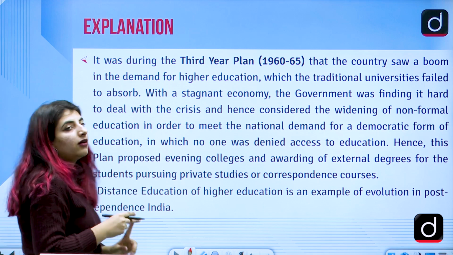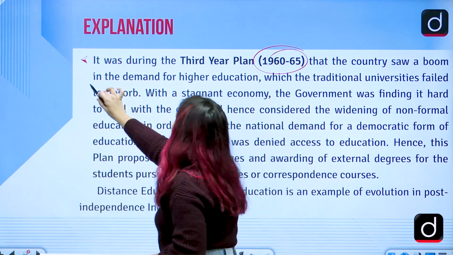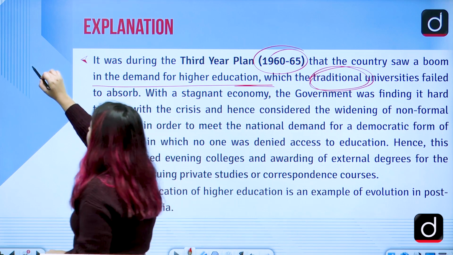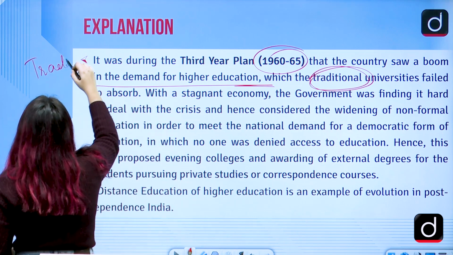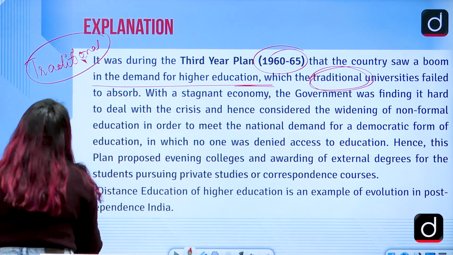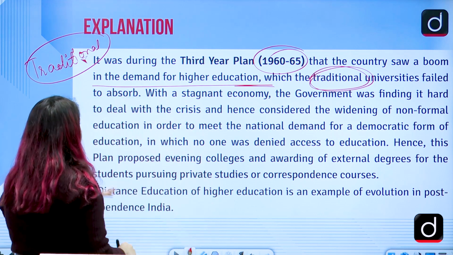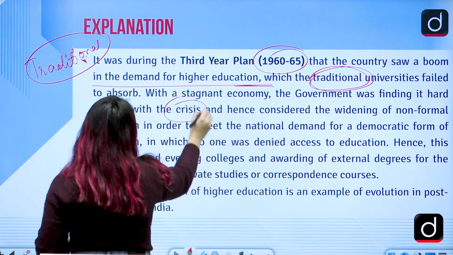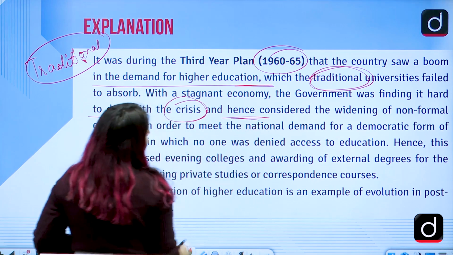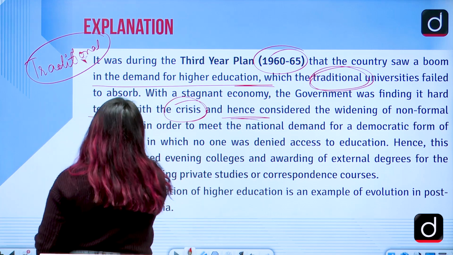Then it was during the third 5-year plan, which was from 1960 to 65, that the country saw a boom in the demand for higher education, which the traditional universities failed to meet. So basically the traditional universities were not turning out to be good for students, and correspondence courses on the other hand were taking the upper hand, right? The government was finding it hard to deal with the crisis because of the stagnant economy, and hence considered the widening of non-formal education in order to meet the national demand for democratic form of education.